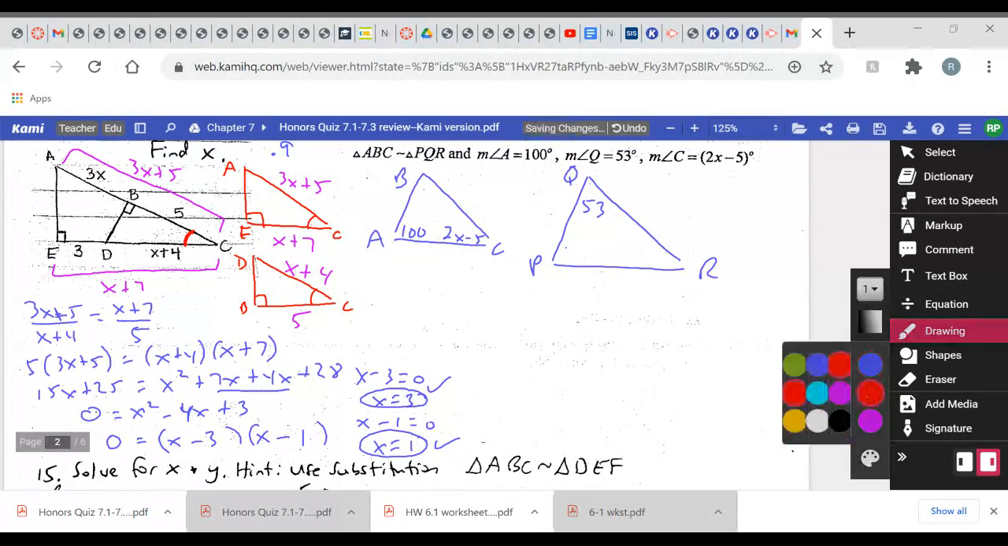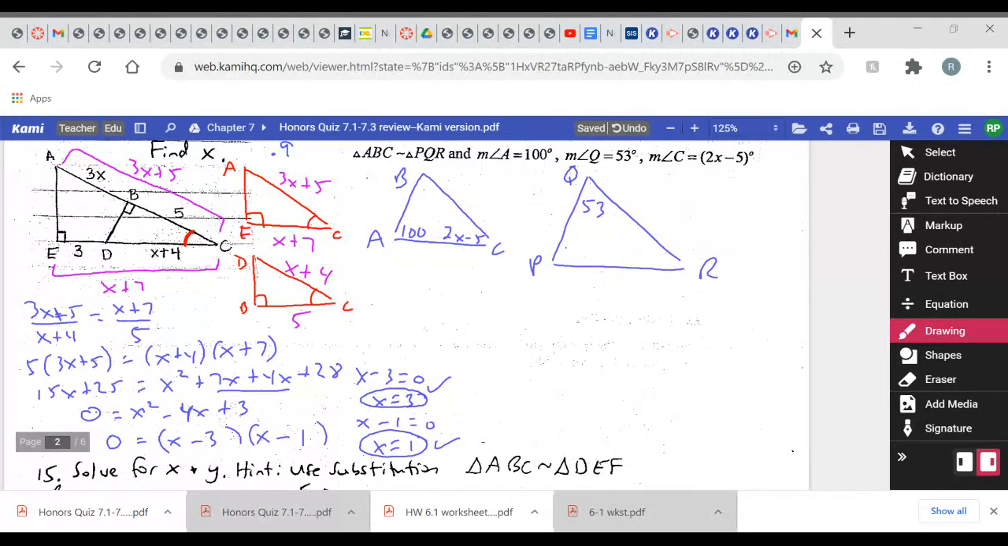Now if I go ahead and fill in some of the missing pieces here, I know that A and P are congruent because they're the first letter. So I'm going to stick 100 in here. I know B and Q are congruent because they're the middle letter. And technically C and R are congruent also. So I could stick 2x minus 5 over here in R's place.